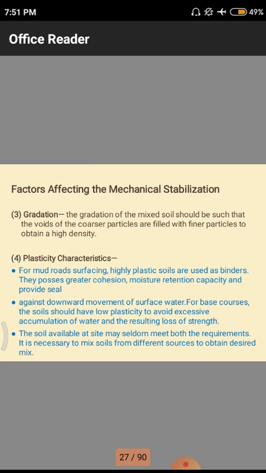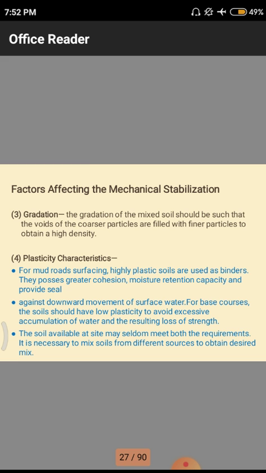That means on the top part of the road we have to provide some seals by simply using fabrics and other plasticity properties of different agents, like chemical agents or others. Next one, against downward movement of the surface water for base courses, the soil should have low plasticity and avoid excessive accumulation of water and the resulting loss of strength.